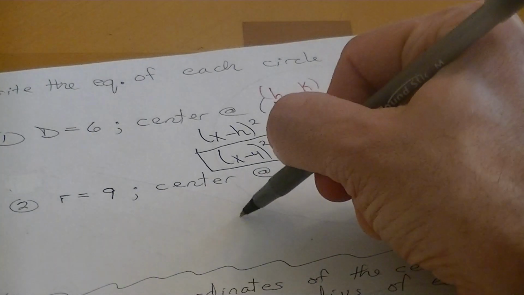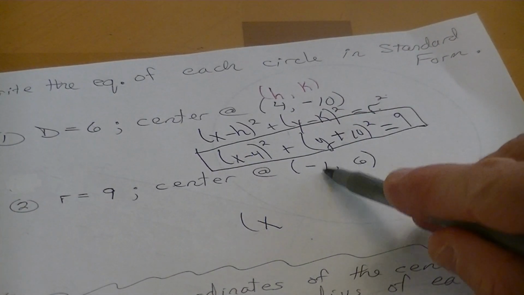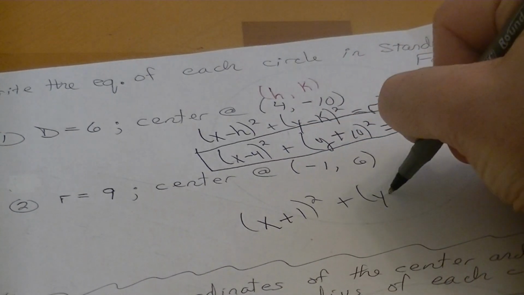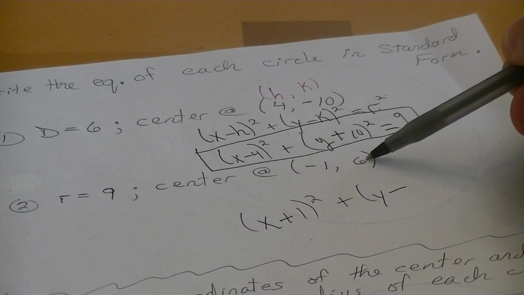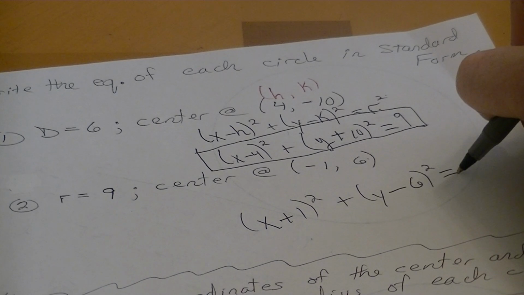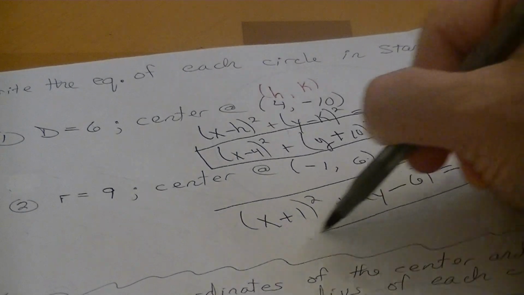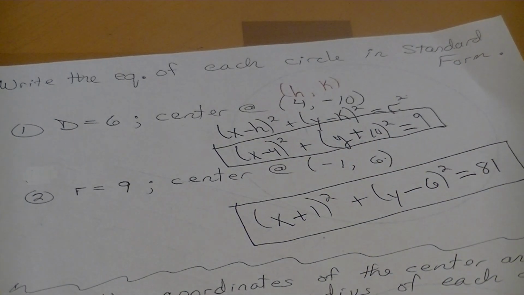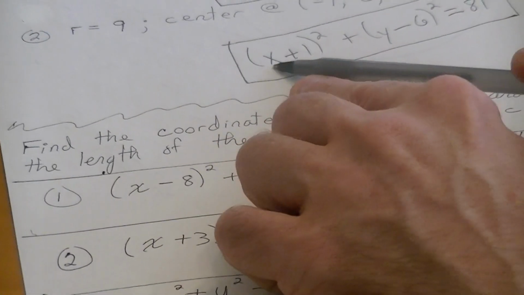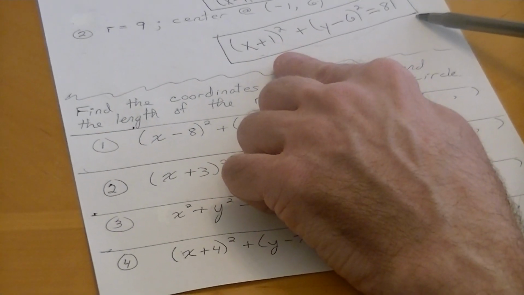So my answer is going to be x minus h, minus -1 means +1, squared, plus y minus k, k is 6, squared, equals my radius squared. If the radius is 9, then the radius squared is 81. That's the answer. That's the equation for that circle. Now, on the upcoming problems down below, we're going to be flipping this around, where I'm going to be giving you the equation and asking you where is the center and what is the radius.